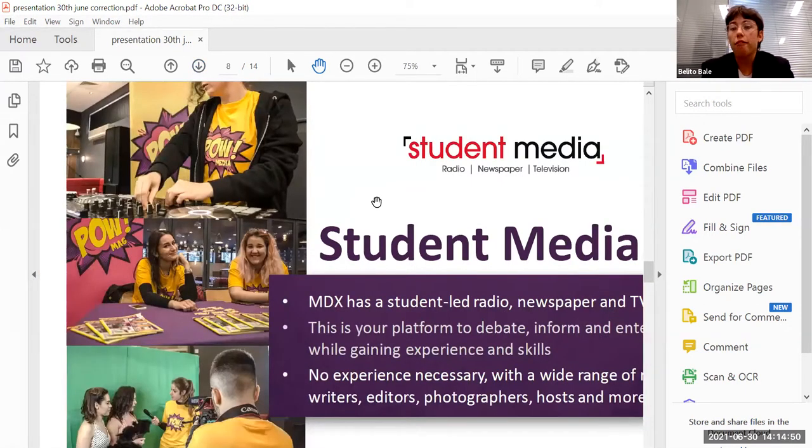We also have our own student media channels. Up here you can see radio, newspaper and television. We have a newspaper called The Echo, where we have regular writers, and anyone can contribute. You just have to go onto the student media website, which is on our SU website, which I'll show you in a bit. You can choose to write about anything you really want, and it's a really nice space.